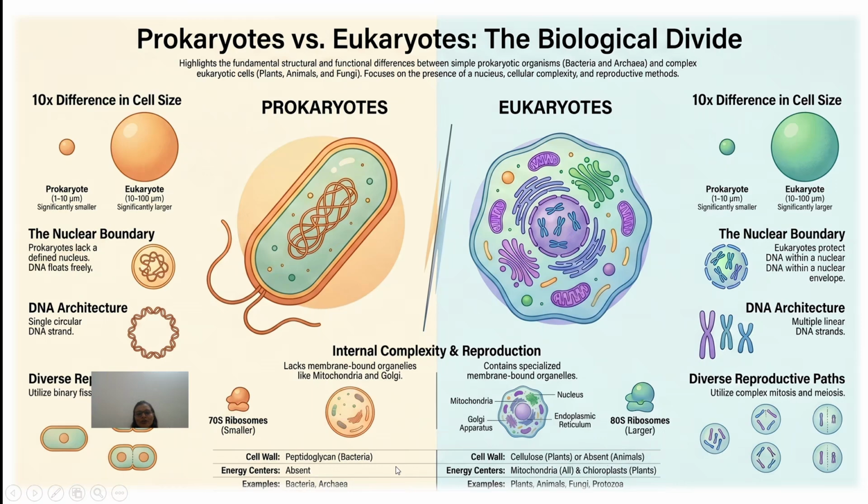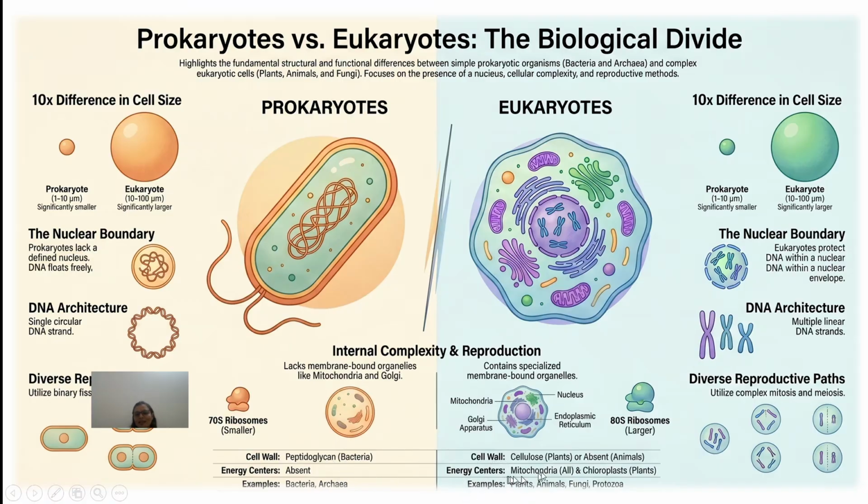Right? So we already discussed that the prokaryotic cell wall contains peptidoglycan. In eukaryotic cells, plants have a cell wall made up of cellulose, while in animals the cell wall is totally absent. In prokaryotes, the energy center is absent, which means there is no dedicated energy center, and all energy work is carried out in the cell membrane.